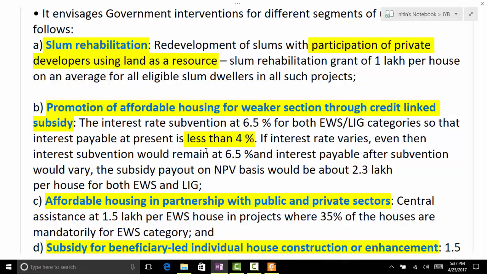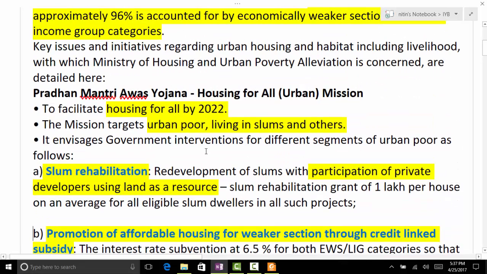Priya, tell us about Housing for All in urban areas. Slum rehabilitation by private developers using land as a resource. Second, the affordable housing program. And what is there in affordable housing? Interest rate subvention, yes, correct.